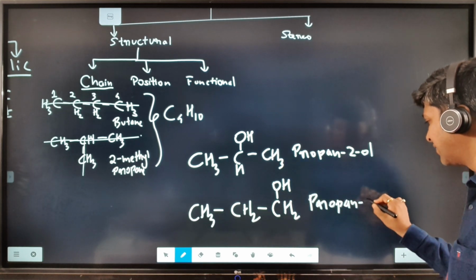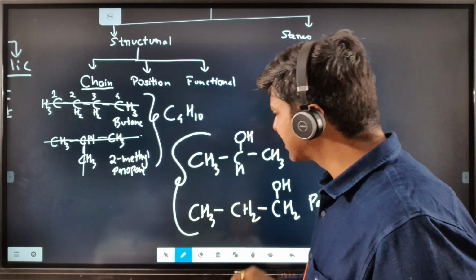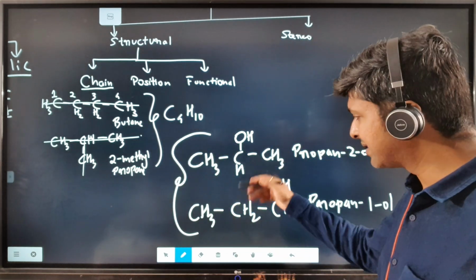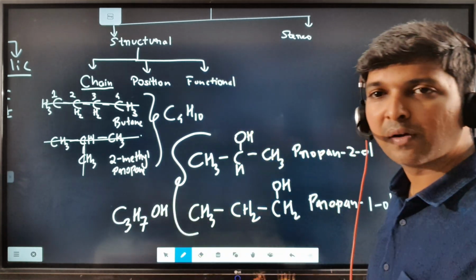So can you see the difference between the two, guys? The difference between the two is that these two have the same molecular formula. What is the molecular formula? The molecular formula is going to be C3H7OH. This is the molecular formula for both of them.